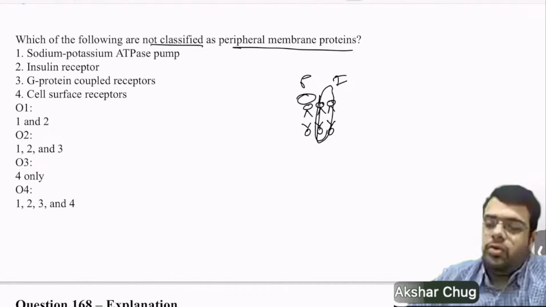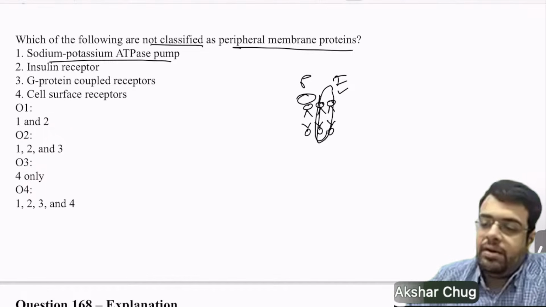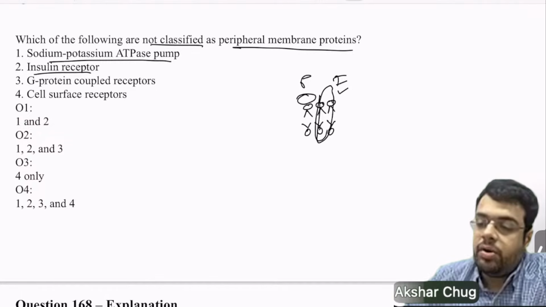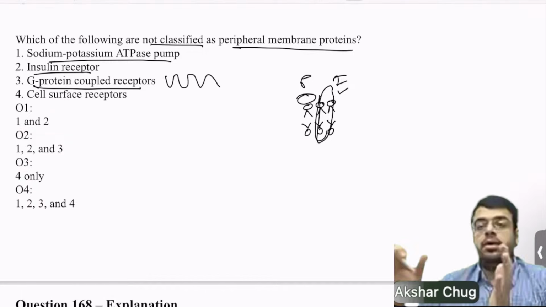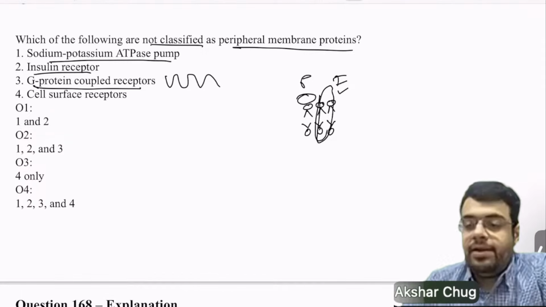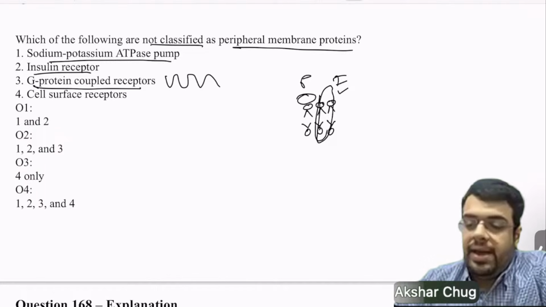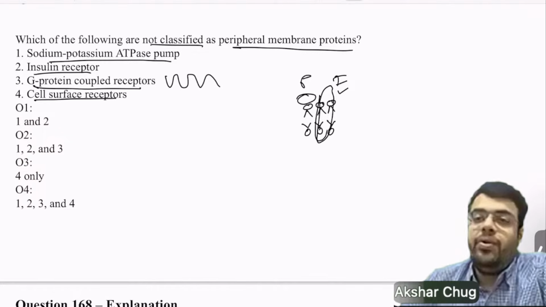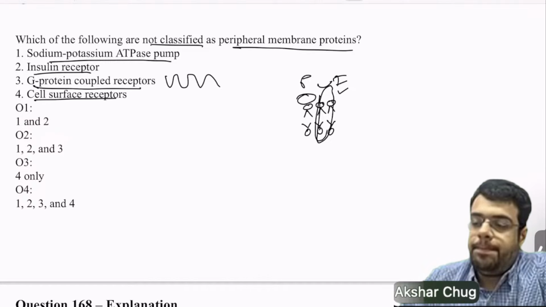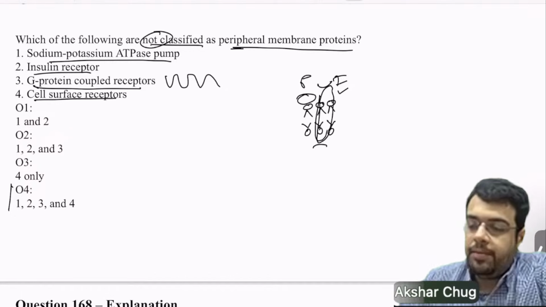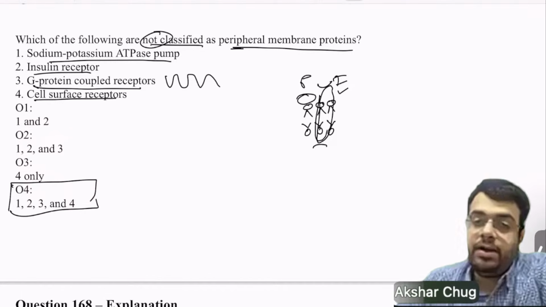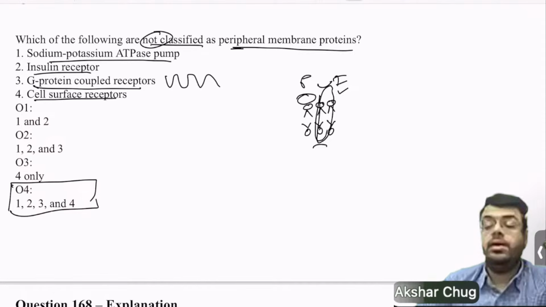So sodium potassium ATPase is definitely an intrinsic protein. Insulin receptor is also an intrinsic protein. G protein coupled receptors cross the plasma membrane 7 times, heptahelical, and they are also intrinsic proteins. And cell surface receptors are also intrinsic proteins, which have one part outside and the other part inside. So of the 1, 2, 3, 4 options, we are asked which is not classified as a peripheral protein. Each and every one of them is an intrinsic protein and is not classified as a peripheral protein.